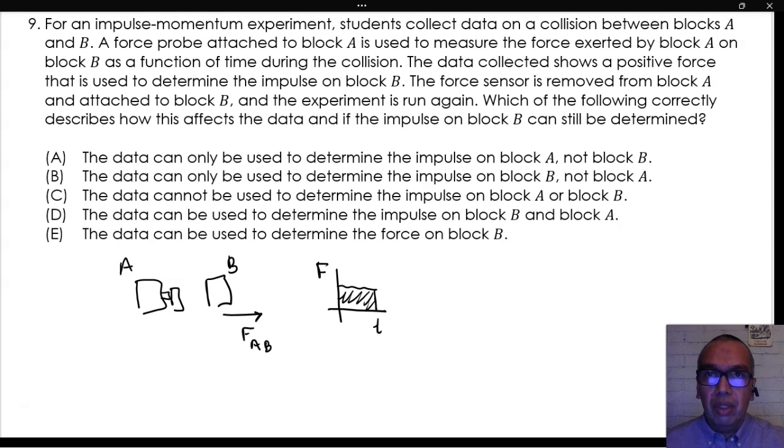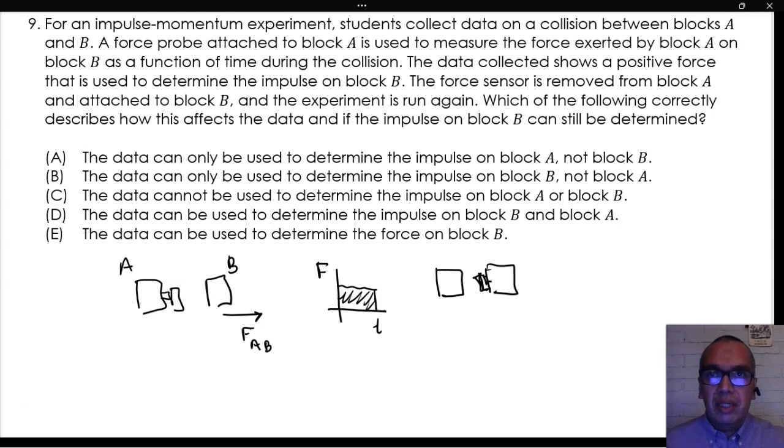The force sensor is removed from block A and attached to block B. And the experiment is run again. Which of the following correctly describes how this affects the data and if the impulse on block B can still be determined?